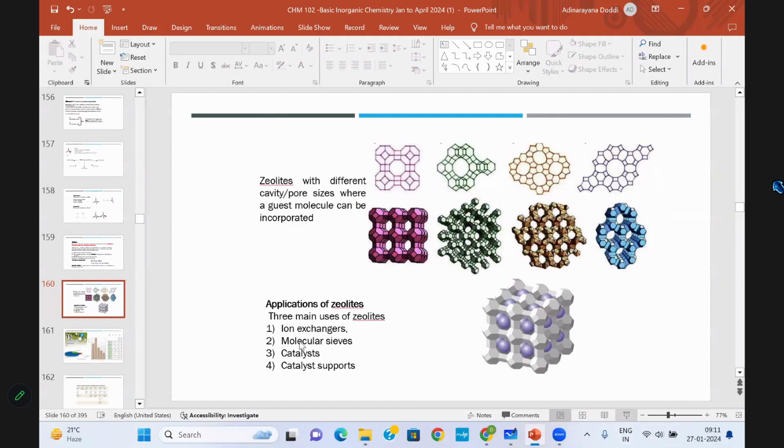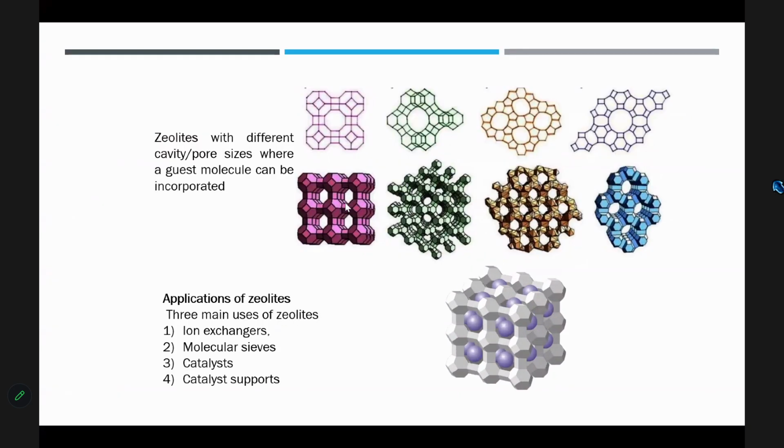You see all these, no? They form extended structures with small holes in them. So these zeolites are used, this is important, my friend. These zeolite silicate salts are used for ion exchange reactions and as molecular sieves. People also use them as catalysts and catalyst supports.